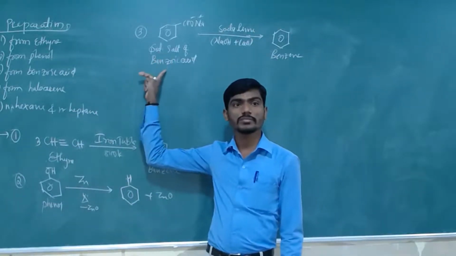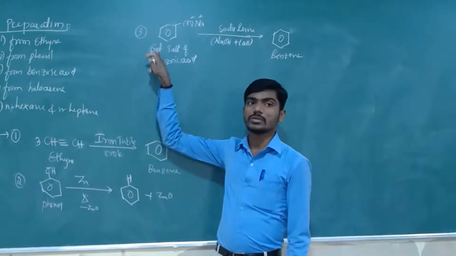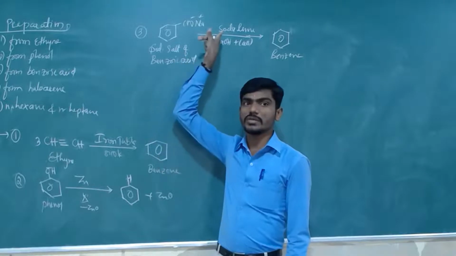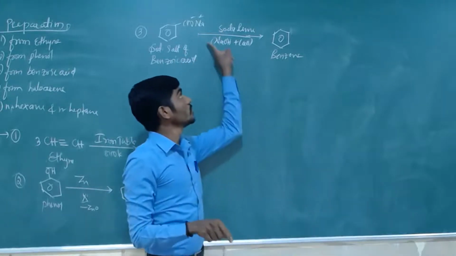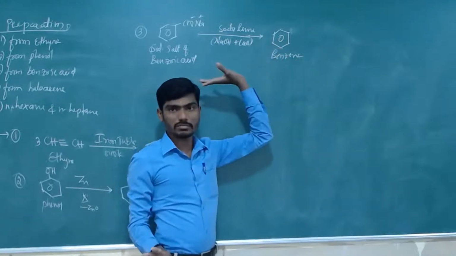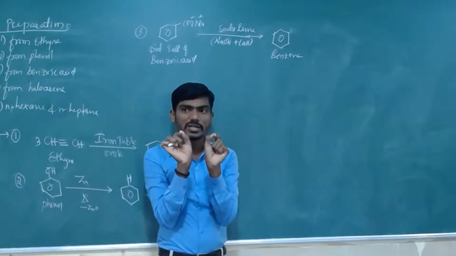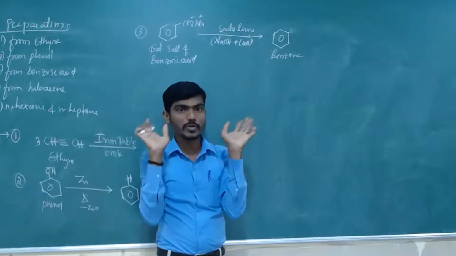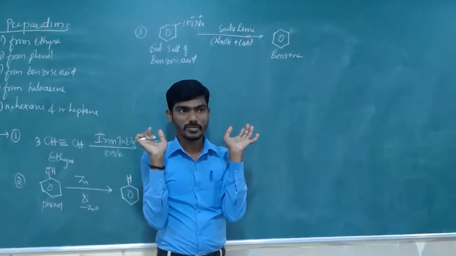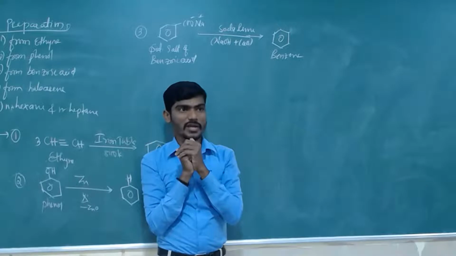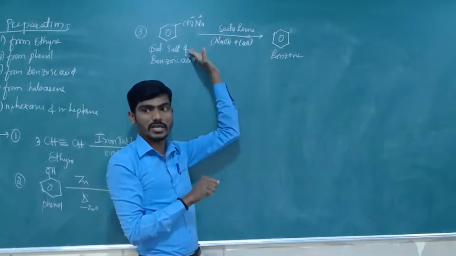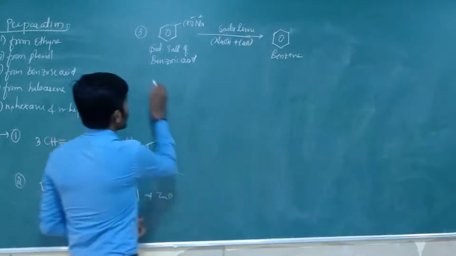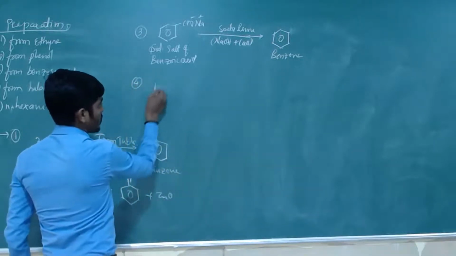What happens in the reaction? When the sodium salt of benzoic acid is treated with soda lime, it gives rise to benzene. That means the reaction is self-explanatory. Write the reactions and then write the name below; it becomes easy. So here this is the reactant, in the presence of this, which gives rise to the product. Next, fourth one.